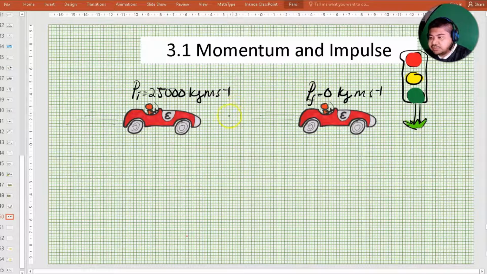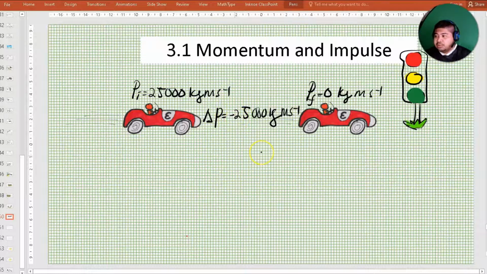And then we have calculated the change. The change is going to be final minus initial, so it's going to be negative 25,000 kilogram meter per second. That is the amount of change, and the negative sign indicates the direction of the change.